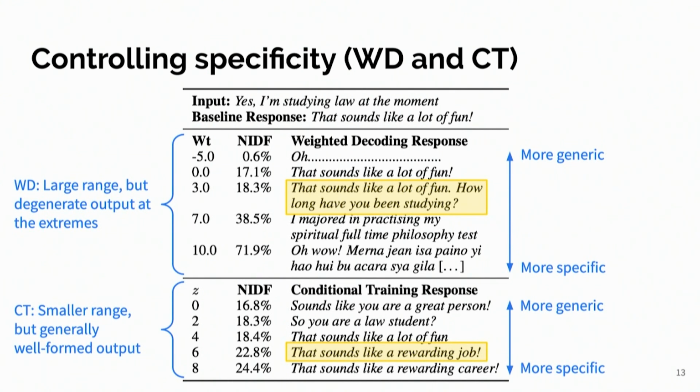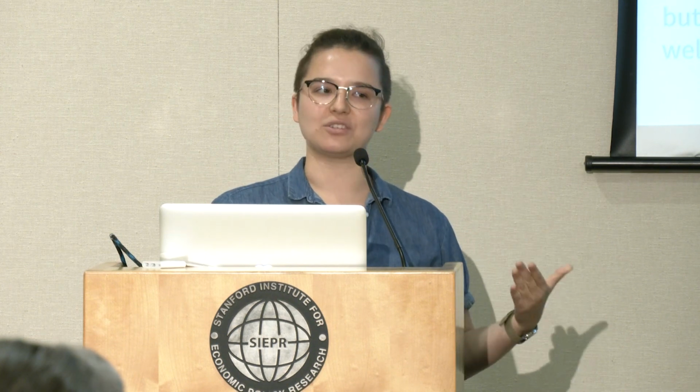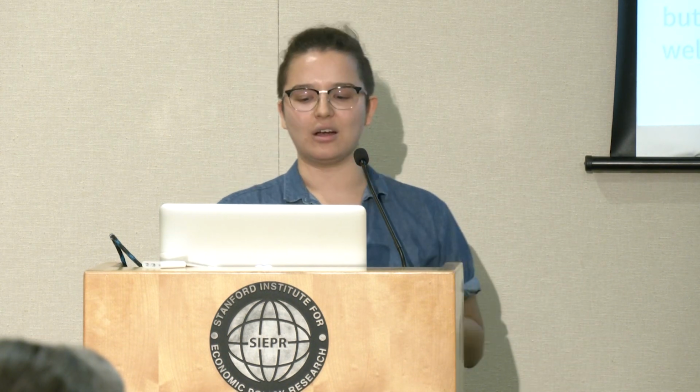Whereas with the conditional training method, that's the one where you're training the model to give something with the desired attribute, it has a smaller range, but it's pretty well formed. It's fairly safe at both ends because it's not going to learn something crazy, because it was all based on the actual training data, which was reasonable.